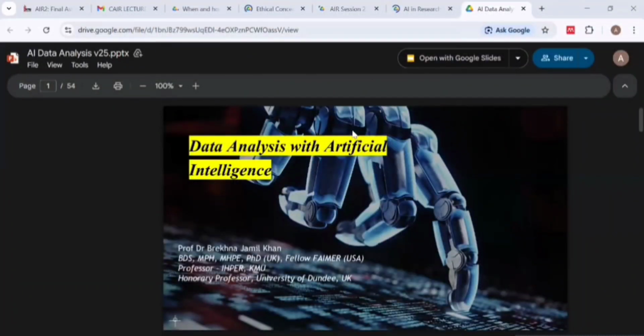So the first lecture that we had in the CAI by my professor Dr. Prashad was data analysis with artificial intelligence. It was a very insightful lecture, and I'm going to read it out.